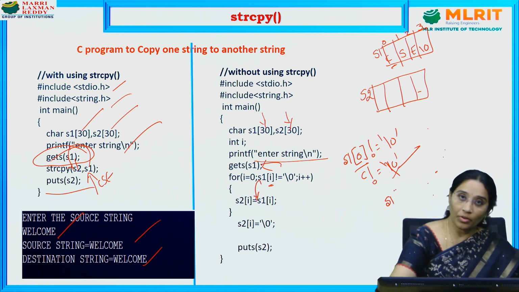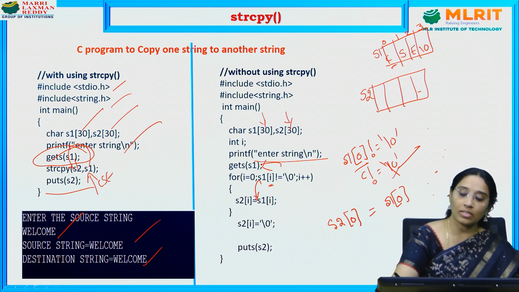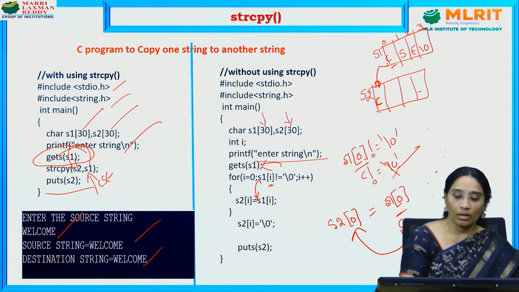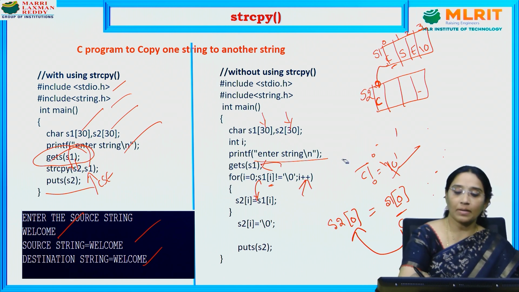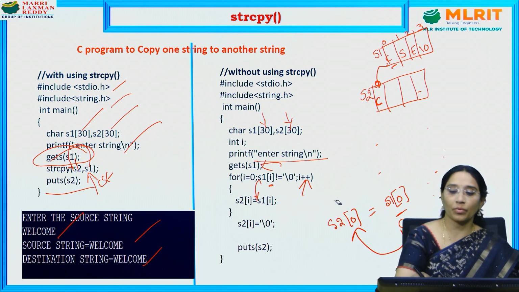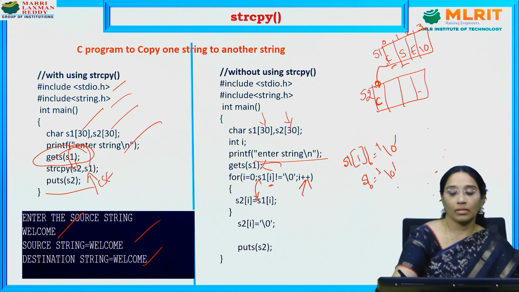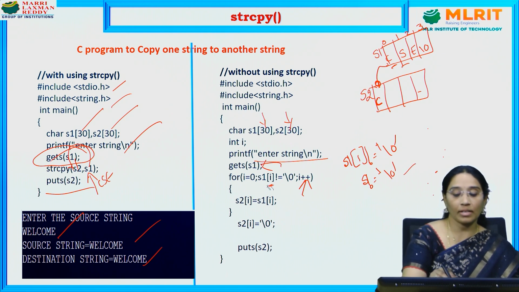So, s2 of 0 equals s1 of 0. What is s1 of 0? s1 of 0 is C. C is copied to s2 of 0. Next, i plus plus. i becomes 1 now. What is s1 of 1? S. s1 of 1, S, not equal to null character. Condition true. So now again control will enter inside the body of the loop.